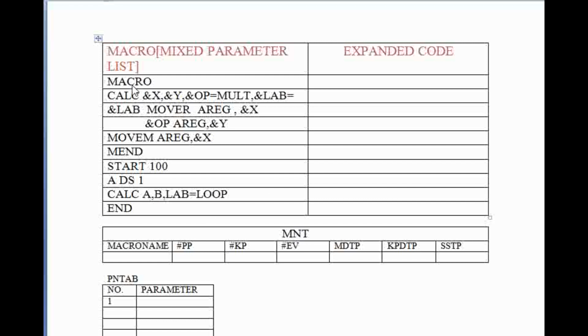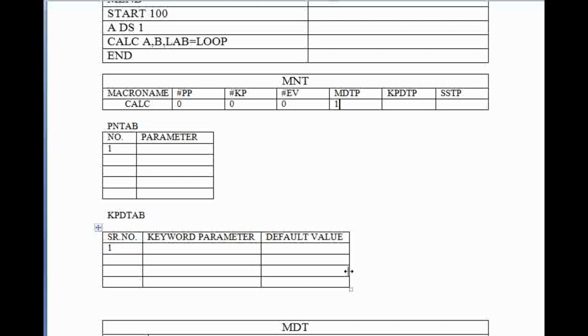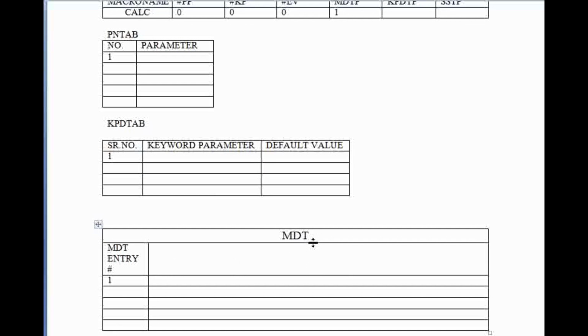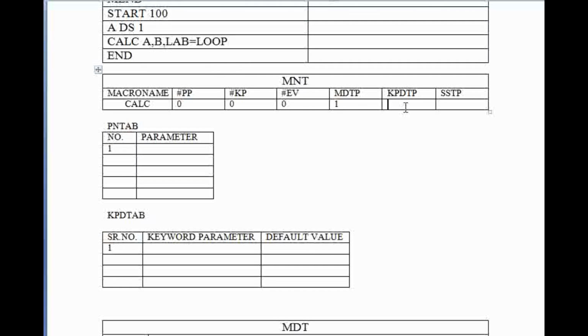The first word following this keyword MACRO happens to be the name of the macro. So the macro processor would enter it into our macro name table. Then we initialize these values in our MNT. #PP is made 0, #KP is made 0, #EV, which is expansion time variables, is made 0, MDTP is set to 1 because the current index value of MDT is 1. The current index value of the keyword parameter default table is 1, so that is why it is set to 1.